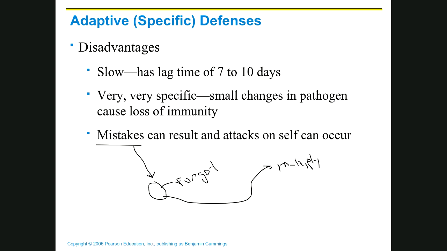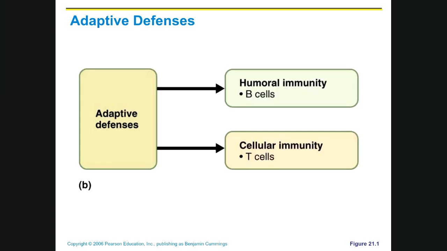So this is where things like rheumatoid arthritis and things like that come from. Some of the things we've already talked about. We'll talk more about how this can happen in a little while. But anyway, let's go back to this.